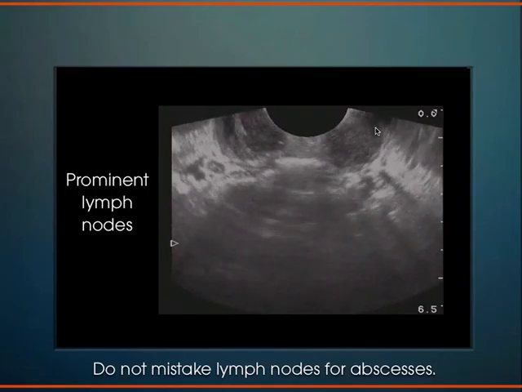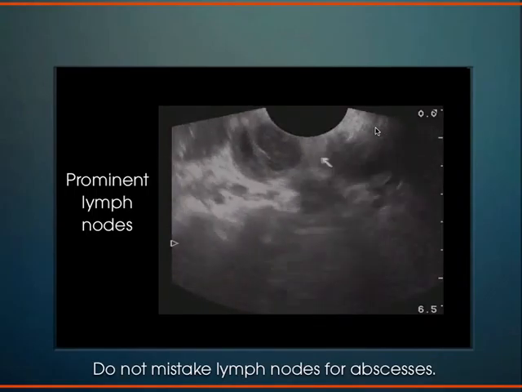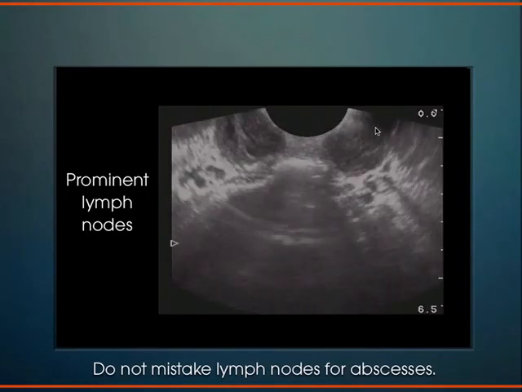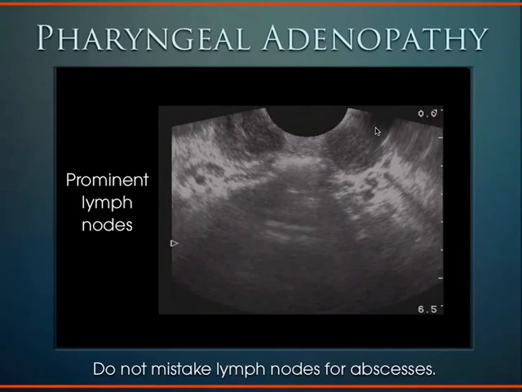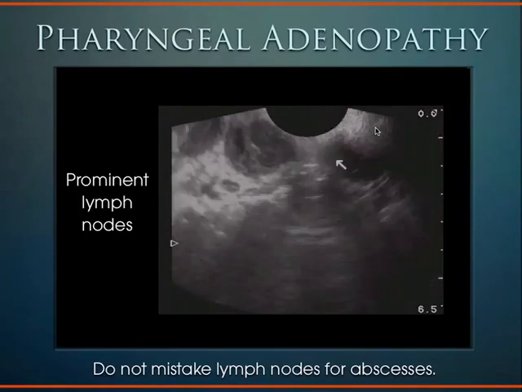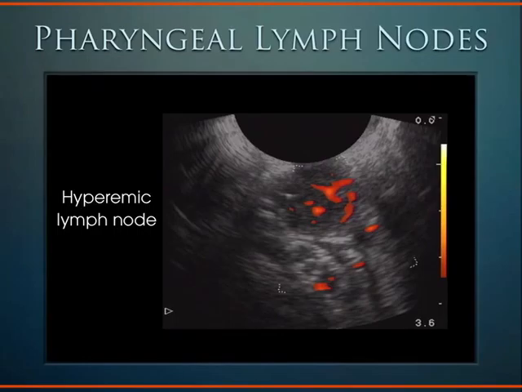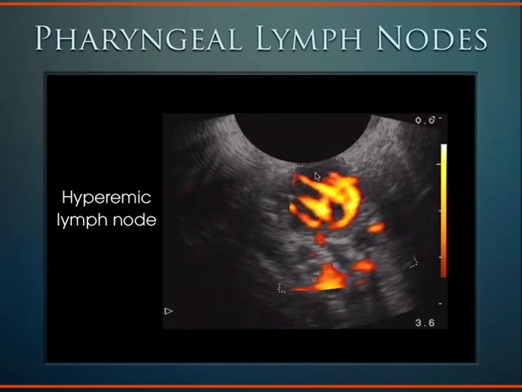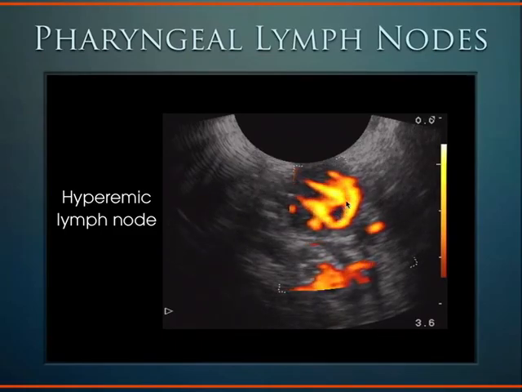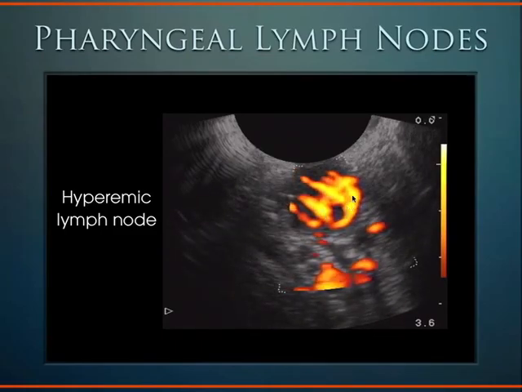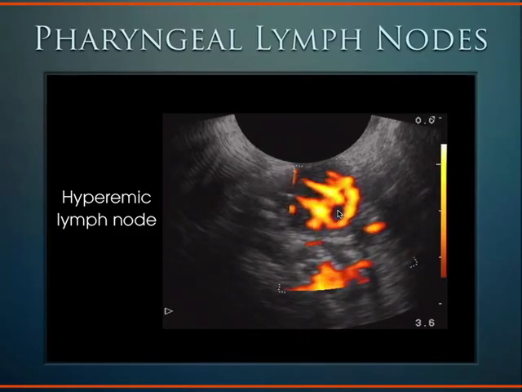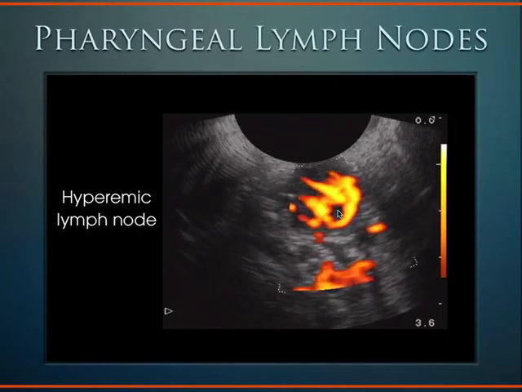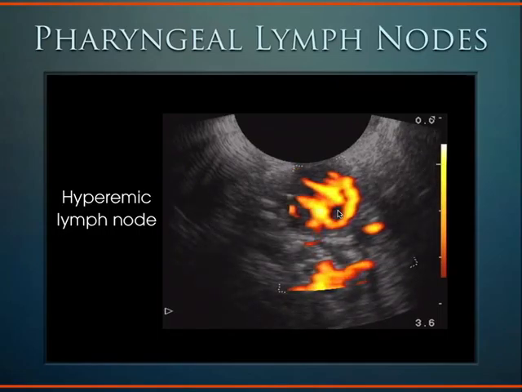It wouldn't be necessary. And you can avoid doing an unnecessary procedure here once you see that pharyngeal adenopathy going on in the back of the throat. To confirm this is a lymph node, lymph nodes can be quite vascular, and this is just a hyperemic lymph node seen here with the power flow Doppler, confirming it's a lymph node and not an abscess. An abscess would not light up with power Doppler.